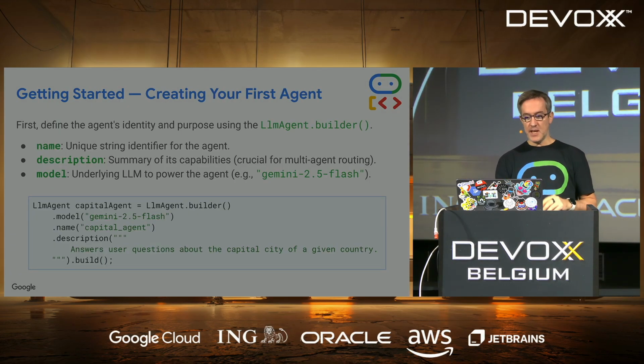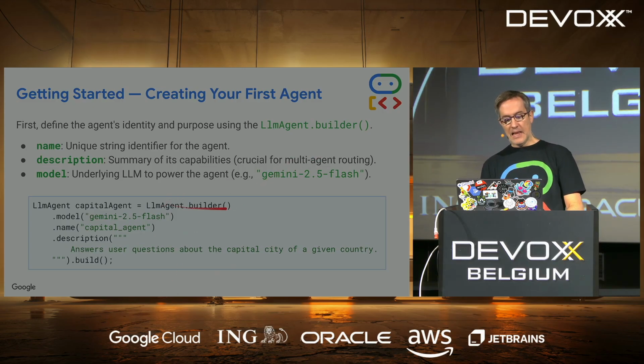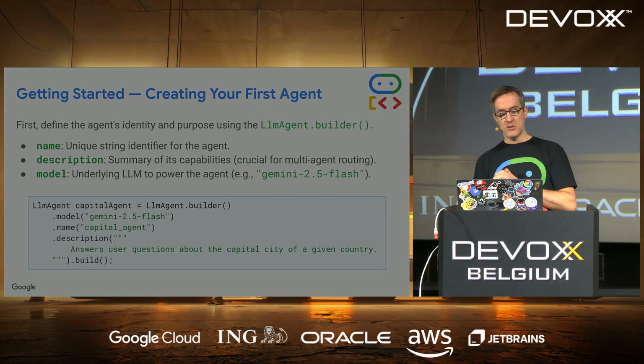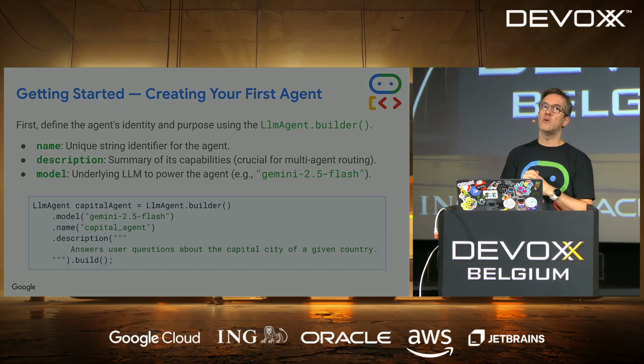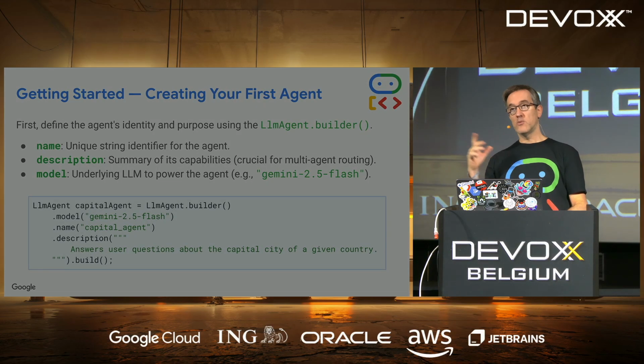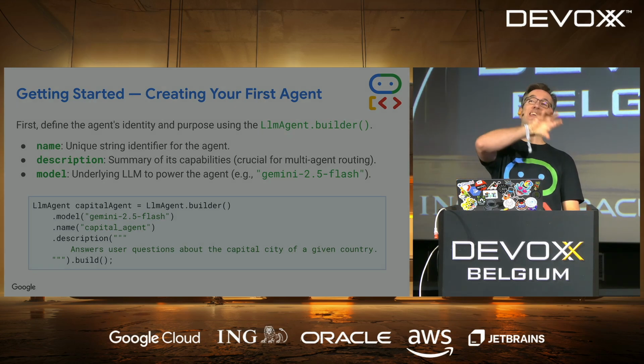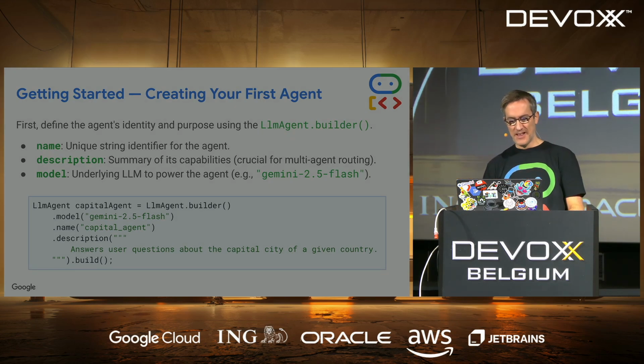And creating your first agent, you've got this LLM agent builder that you can use, and you have to define a few things. You have to define the model you want to use. Since it's from Google, there's a direct integration with Gemini. There's also a built-in integration with Anthropic Claude, and we'll see later on that I built an integration with LangChain4j so that I could use all the LLMs supported by LangChain4j inside ADK. So there's a cross-pollination in a way between frameworks.